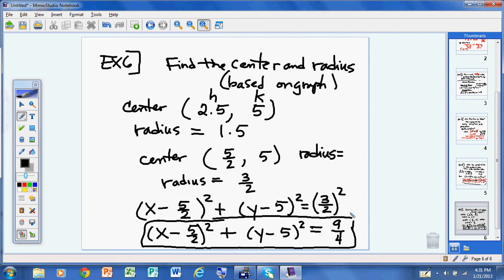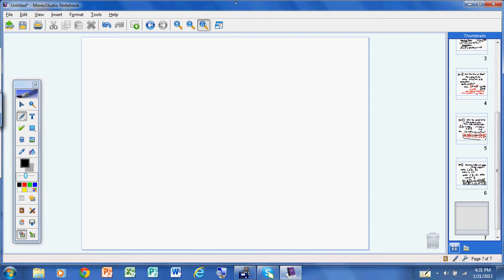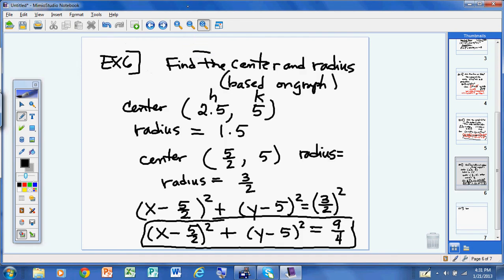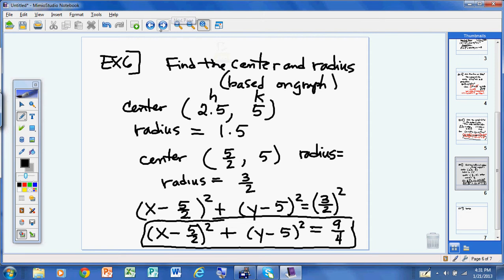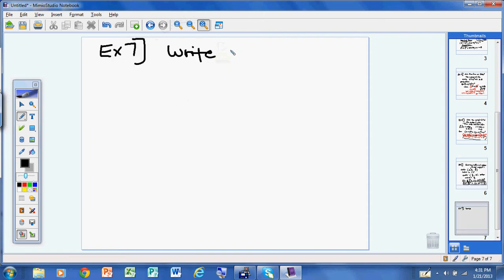Okay, let's look at example number 7 now. Example 7 wants us to write the standard and general form of the equation.